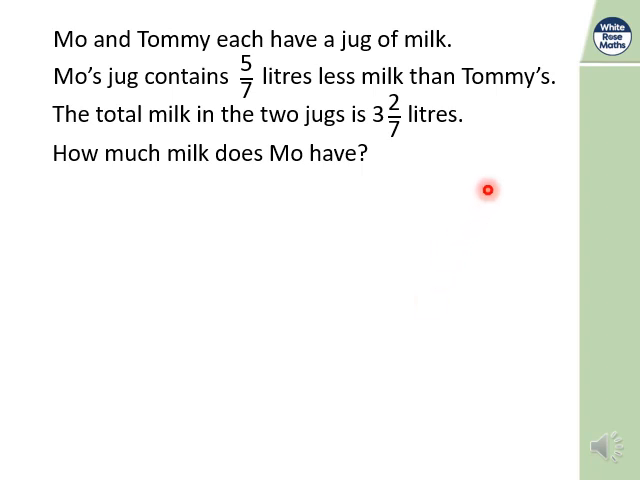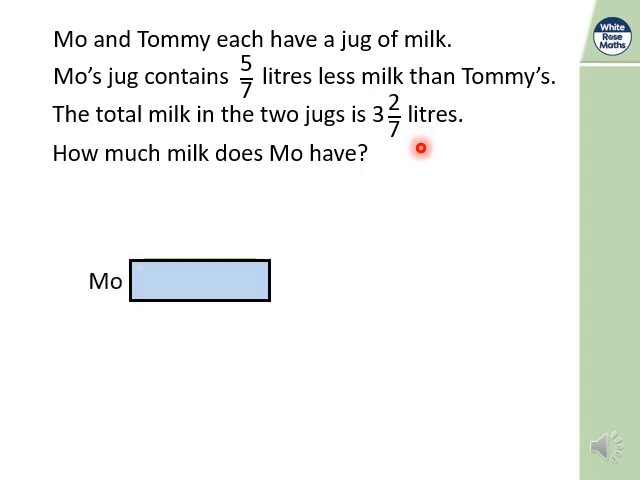So let's have a look at the question again. Mo and Tommy each have a jug of milk. What do we know about Mo's jug? His contains 5/7 of a litre less milk than Tommy. So Mo, we know, has less milk than Tommy. Together, the total milk in the 2 jugs is 3 whole litres and 2/7. How much milk does Mo have?